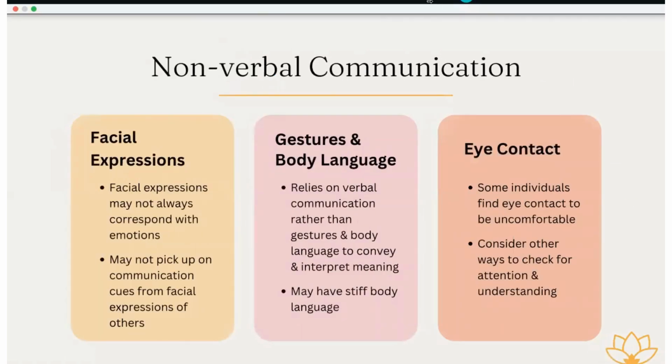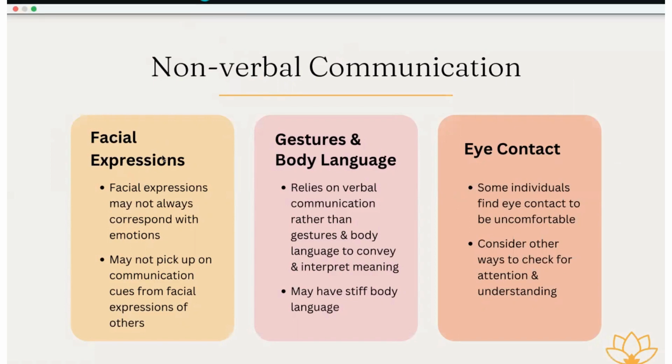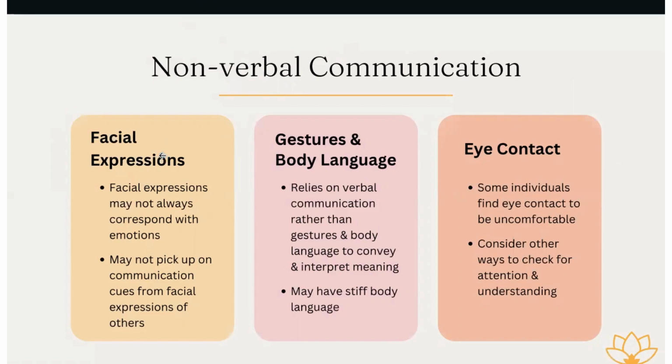And there's also non-vocal communication to consider. So this might be facial expressions, gestures and body language, and eye contact. When we consider facial expressions for individuals on the autism spectrum, facial expressions may not always correspond with their emotions. They might not express themselves with facial expressions that correspond with how they're feeling or what they're trying to communicate to another person. And they might not pick up on communication cues from facial expressions of others.